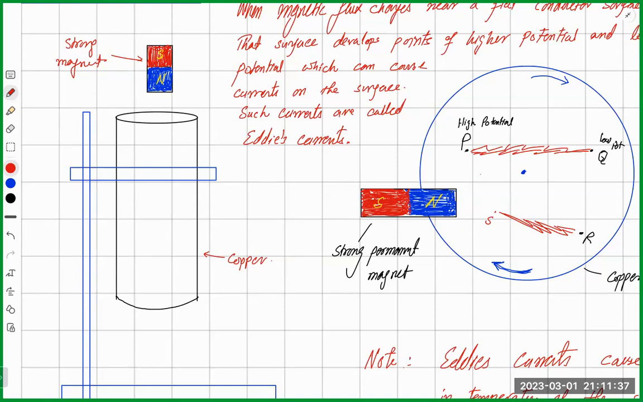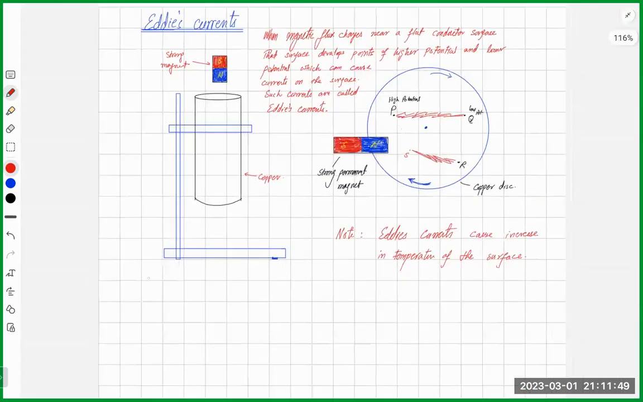So eddy currents, sometimes you need to explain them in a particular situation. We'll be doing past papers because you'll see some questions where just mentioning these names makes everything very easy. Otherwise, you have to explain the whole thing.